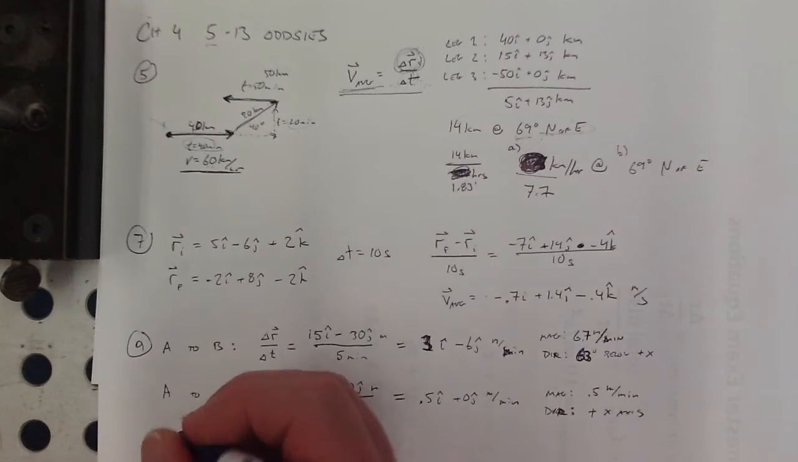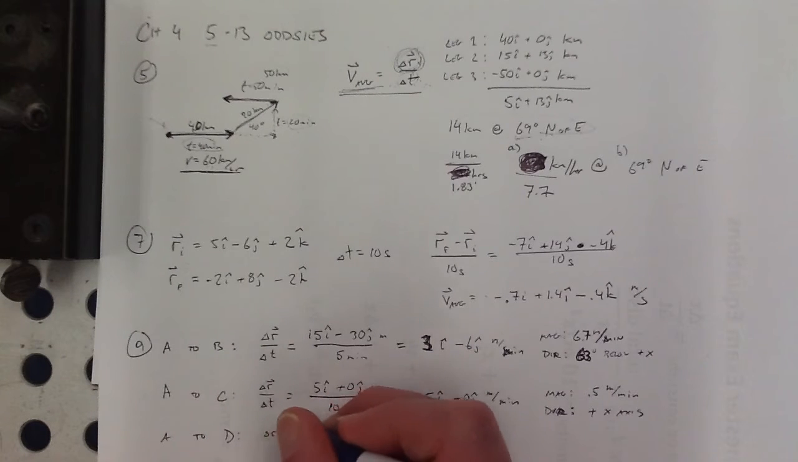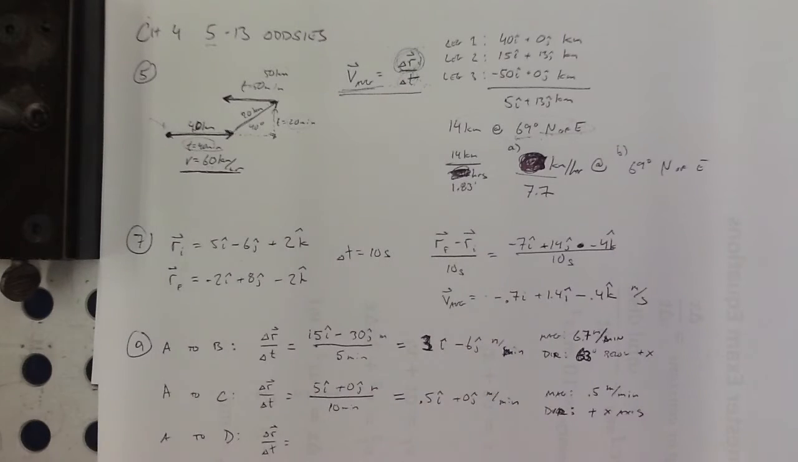From A to C. All right, that was easy. A to D. Well, this will be easy too. A little bit more math. So from A to D, let's see.